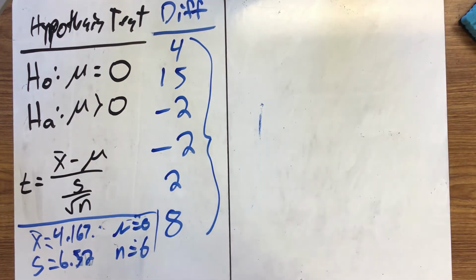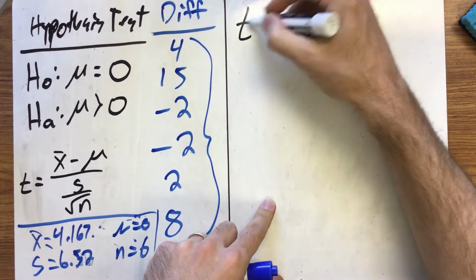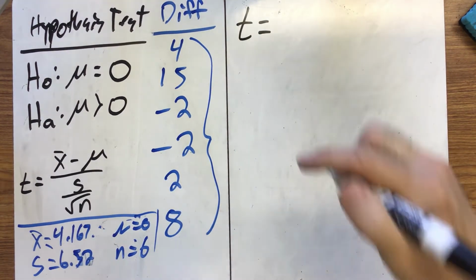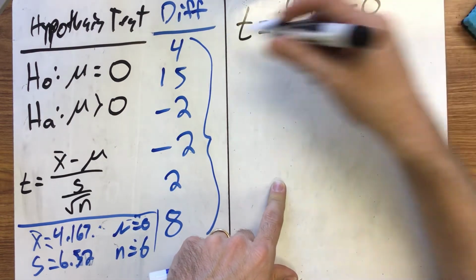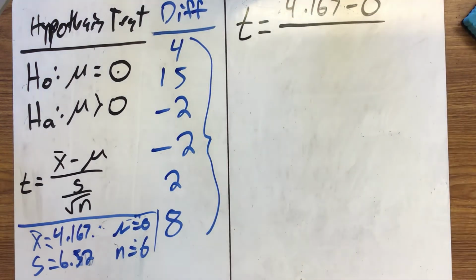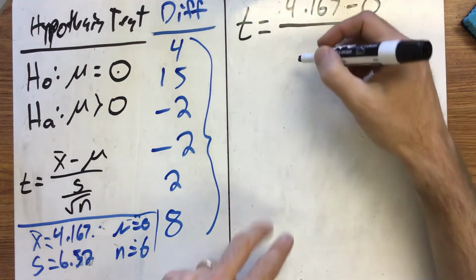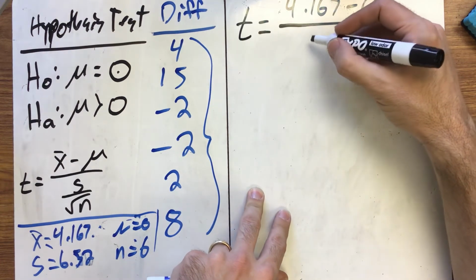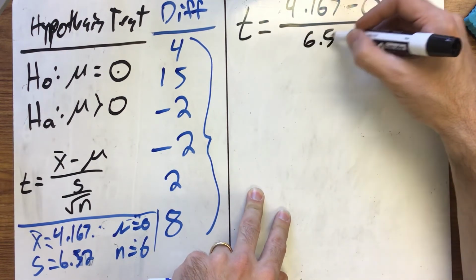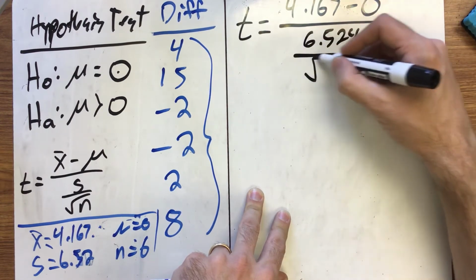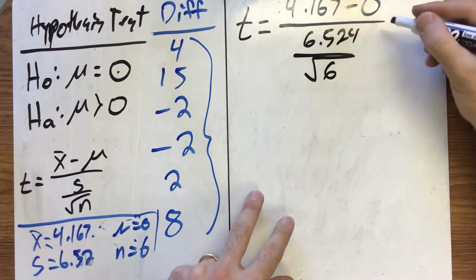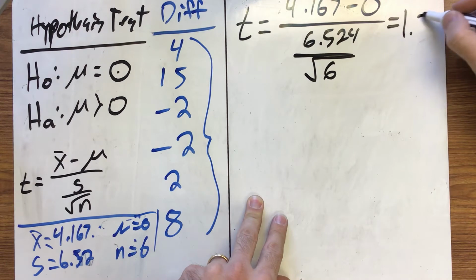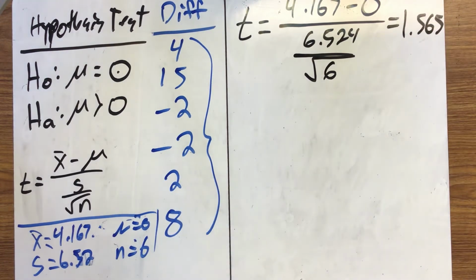And so my test statistic is t equal to 4.167 minus 0. That number is 0. By the way, it's always going to be 0, so you don't even have to write it down, but I'm going to write it down. Divided by s, which is 6.524, divided by the square root of n, the square root of 6. I put all this in my calculator, and what I get is 1.565. So hopefully you were able to get some number that looks like that.